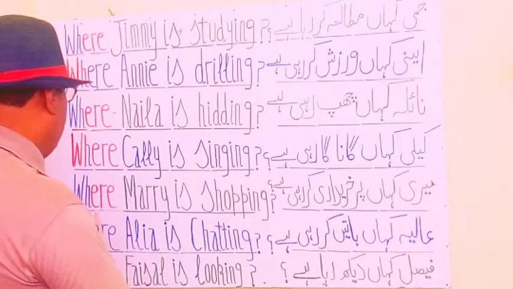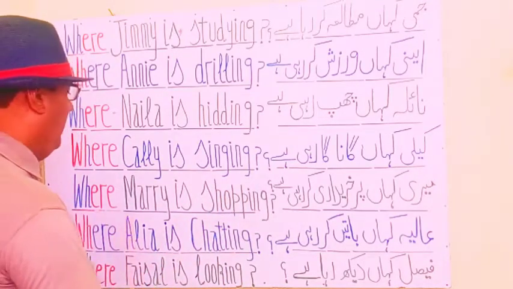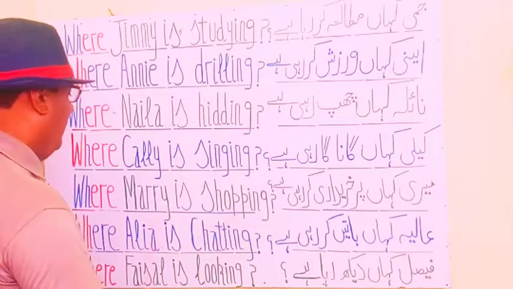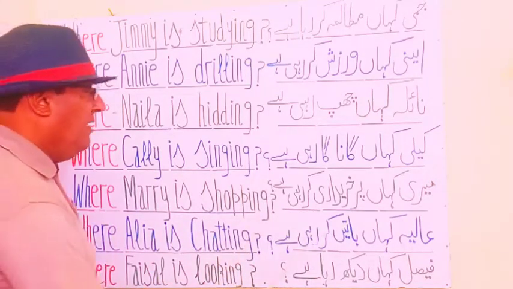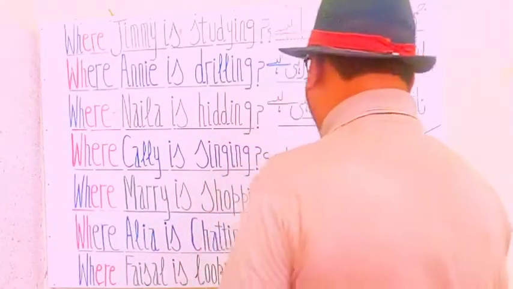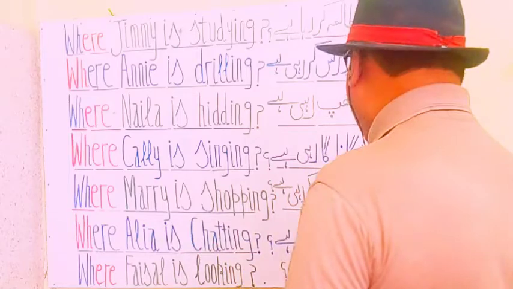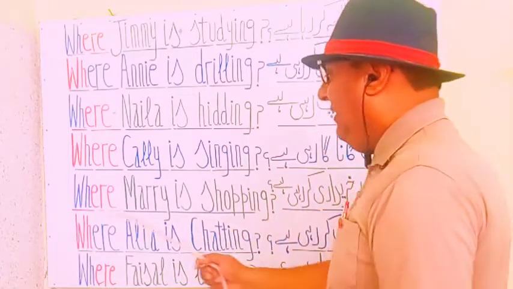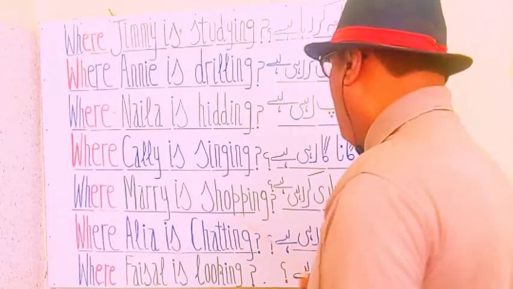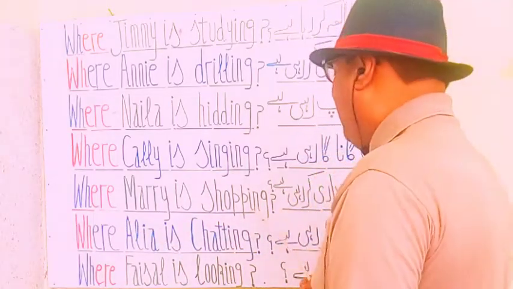And next one is where Mary is shopping. Where Mary is shopping. Mary कहाँ खरीदारी कर रही है?